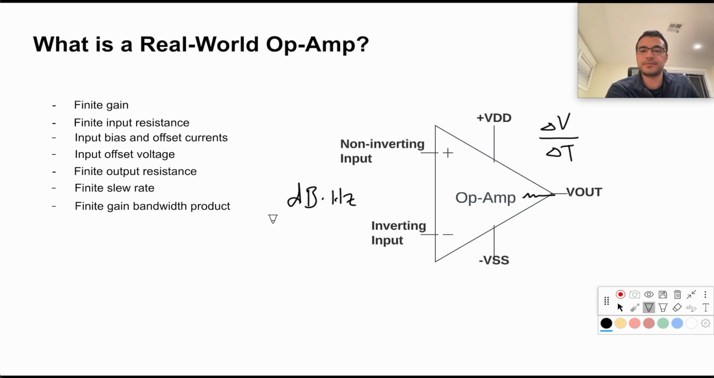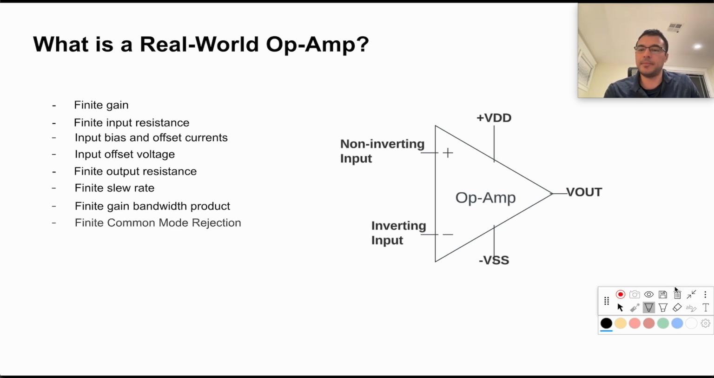So if you have a 1 dB per megahertz gain bandwidth product, that means if you operate the op amp at 1 megahertz, you can only have 1 dB of gain. But if you operate the op amp at 1 kilohertz, then you could have 1,000 dB of gain.